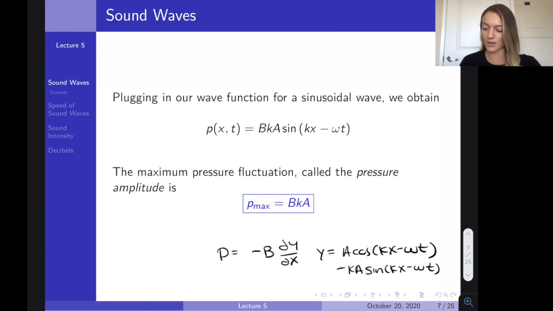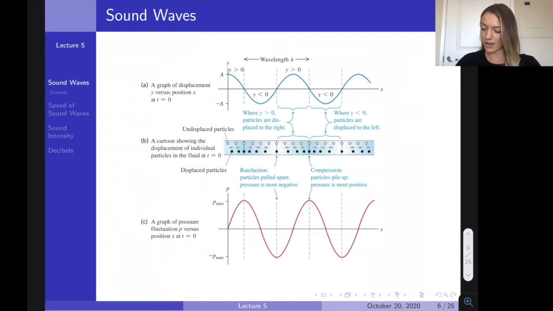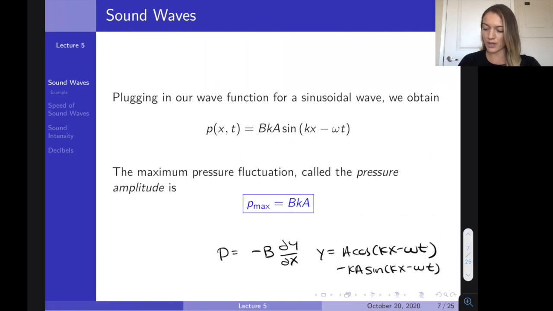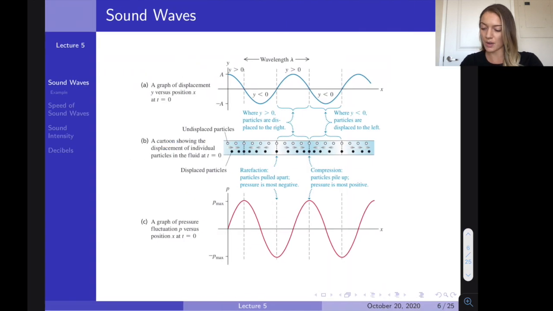And you can see also that the maximum pressure, so at this point right here, is just going to be given when sine is equal to 1, which is BkA. So it's going to be the bulk modulus times the wave number times the amplitude of our maximum displacement. And that's our maximum pressure that we're going to see in this tube here.